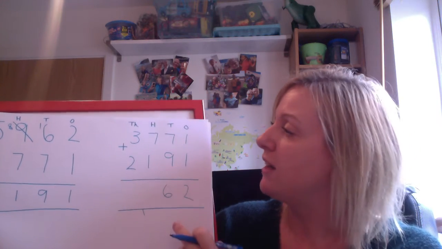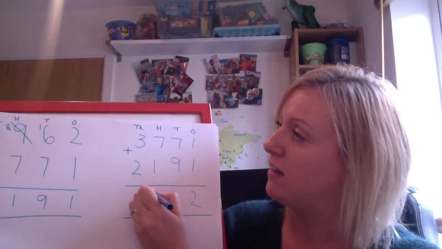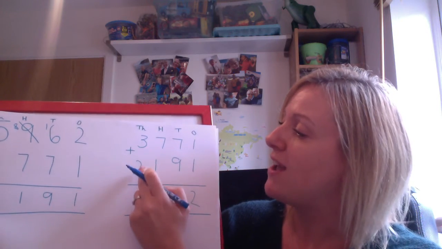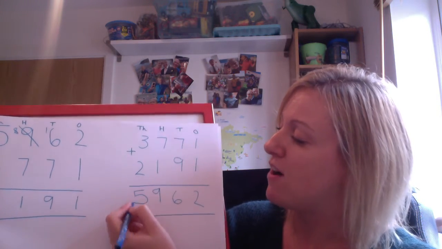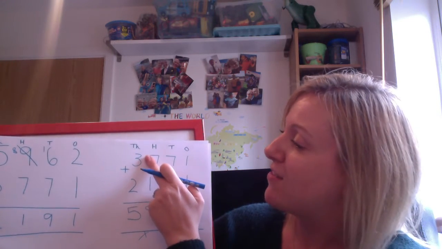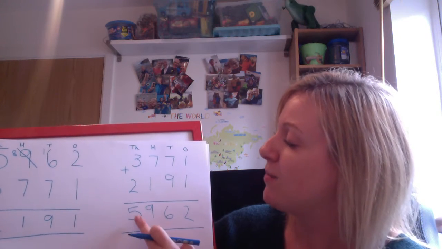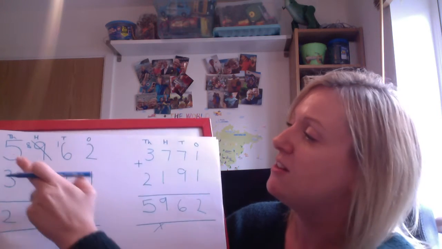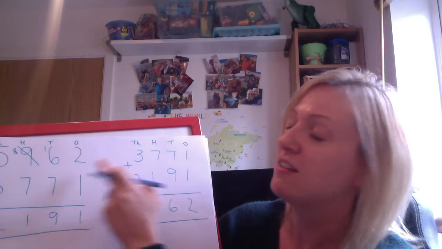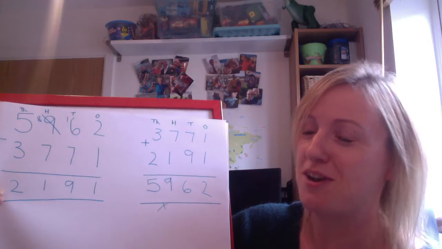7 add 1 gives me 8. Add my 1 at the bottom gives me a 9. And then 3 add 2 gives me 5. If you look here, I've added together 3,771 and 2,191, and it's given me 5,962. Okay, it's not magic, it's maths, which was pretty good.